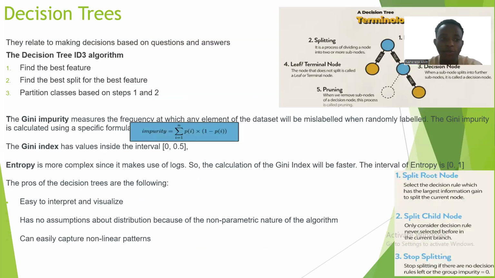Next, we'll talk about the decision trees. So the decision trees relate to making decisions based on questions and answers, or if something is true or not. Should I do this or not?